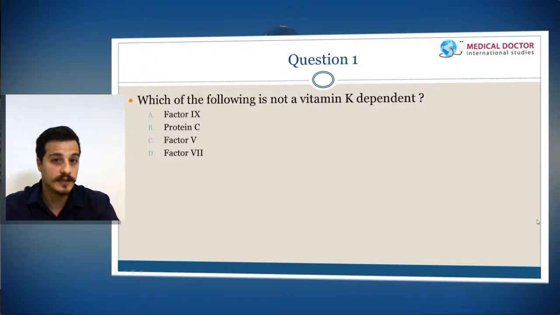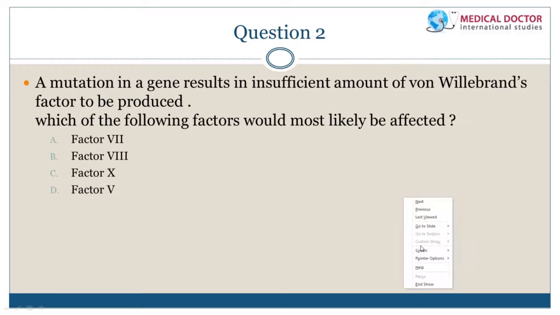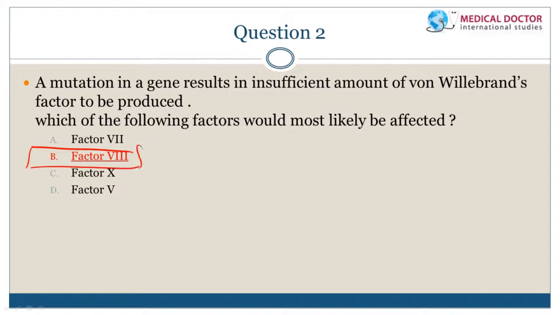Now, please take a moment and try to solve this question. And the answer is C. The factor that is not vitamin K dependent is factor 5. Now, please take a moment and try to solve this question. And the answer is B. As we said before, von Willebrand's factor is important for the protection of factor VIII.